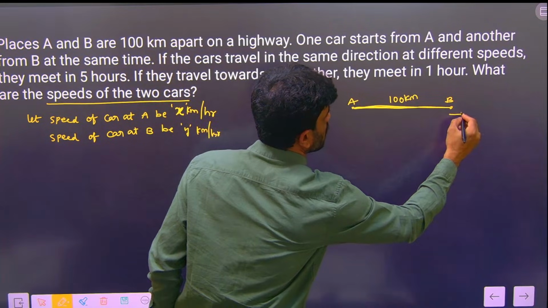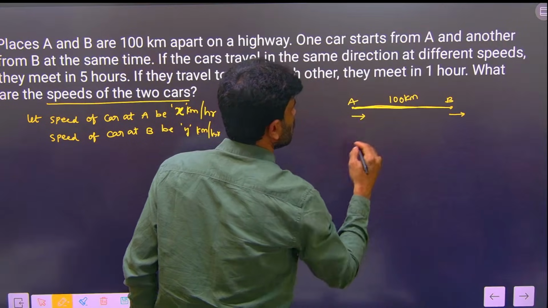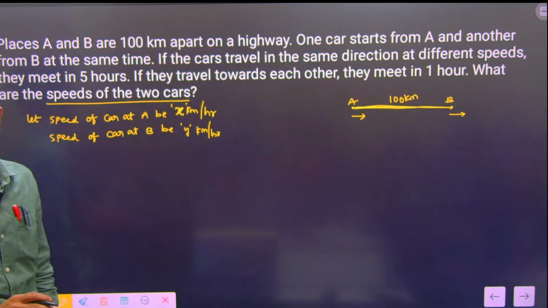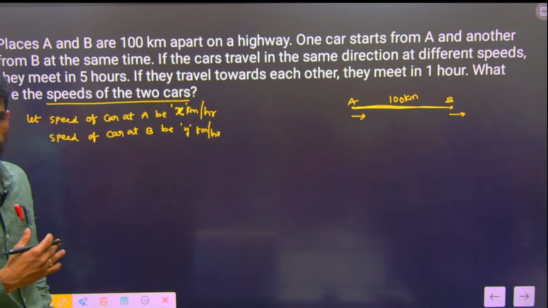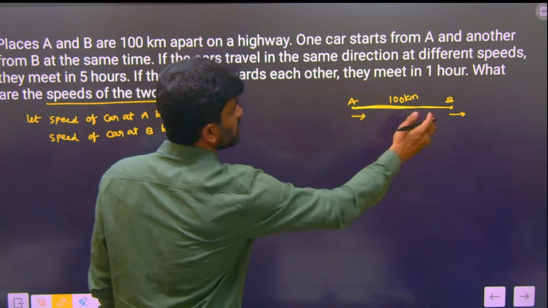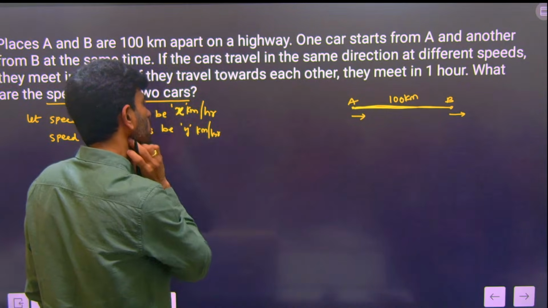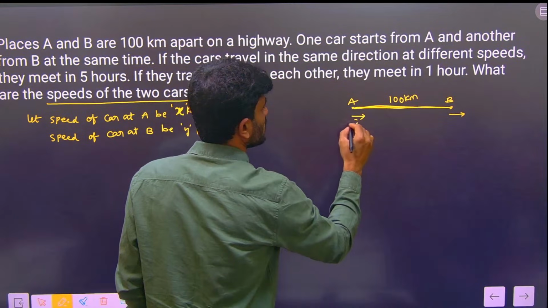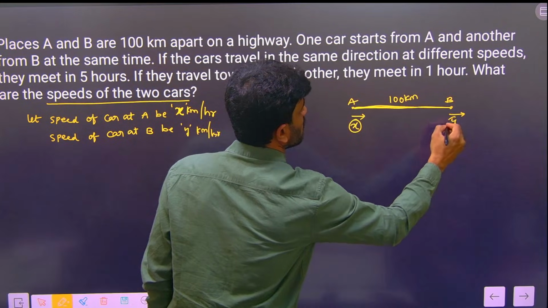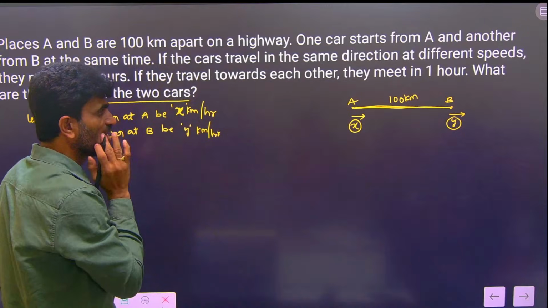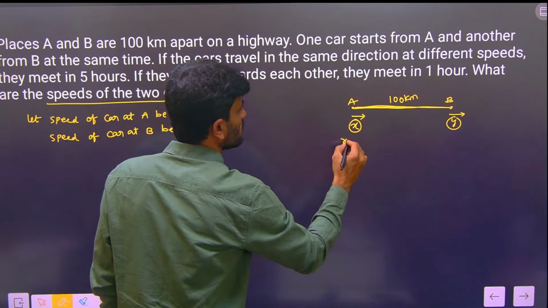Let us take, both are going in this direction. Same direction means both are going in the same direction. Both are going in direction of B. Now how much time are they taking together? 5 hours. Here the speed of car at A is x, speed of car at B is y. When they are both going in the same direction, we have to take relative speed.